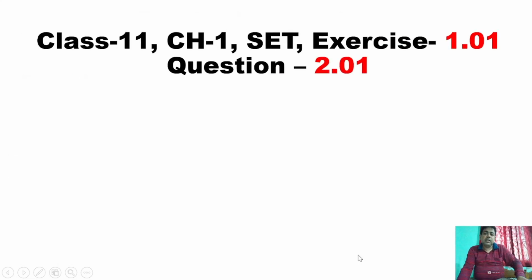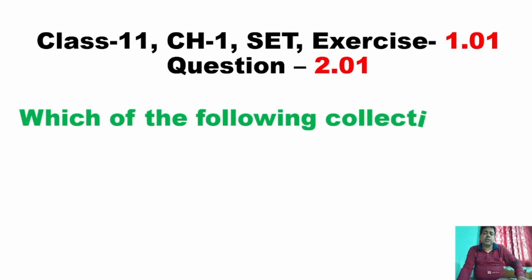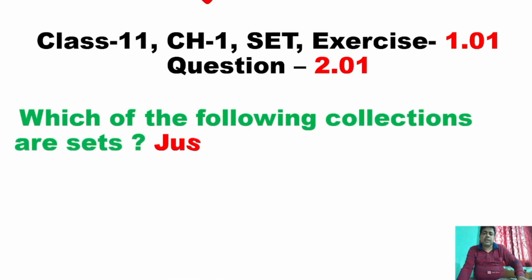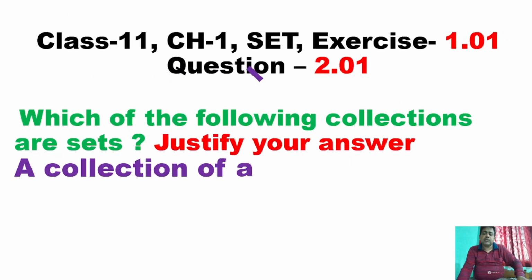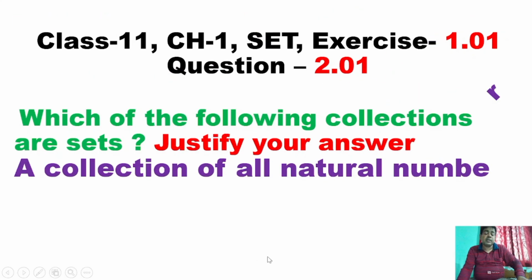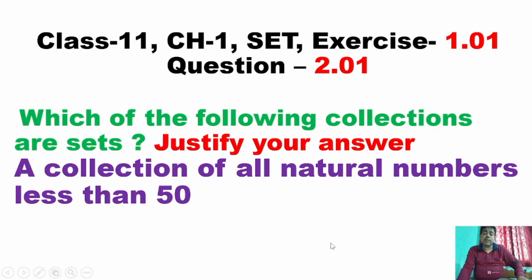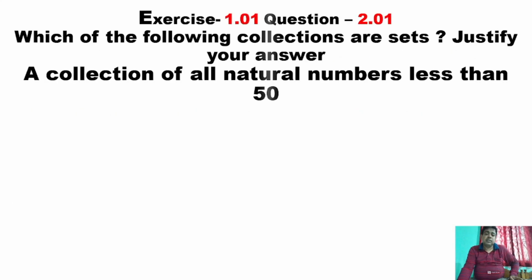Here is question number 2, first bit, of exercise 1.01. Look at the instruction here. Which of the following collections are sets? Justify your answer. A collection of all natural numbers less than 50. Is it a set? Yes, the collection of all natural numbers less than 50 is a set.